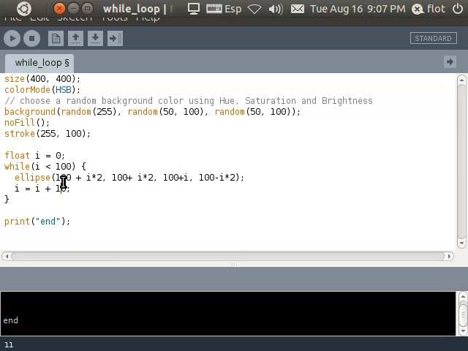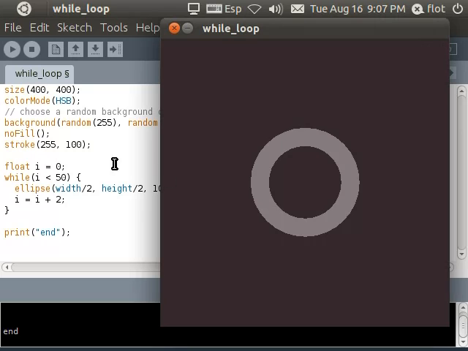So I'm gonna leave here a step of 2, and I will only go from 0 to 50. And I'm gonna leave the circle centered in the middle of the screen with width divided by 2, and height divided by 2, and just increase the size. Let's see how this looks. Okay, it looks like a donut.